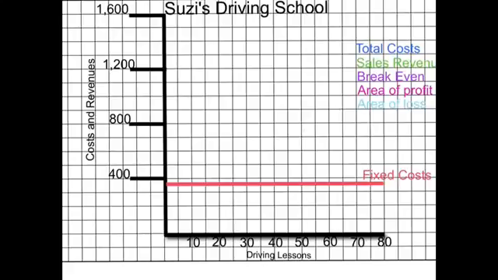The next line that we're going to calculate is our total costs line. Total costs is made up of fixed costs, which we've just discussed, plus variable costs. Variable costs vary depending on the output. Therefore, the more driving lessons Susie does, the more variable costs she will pay.